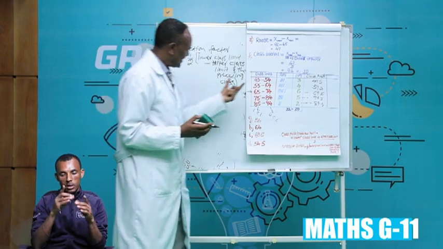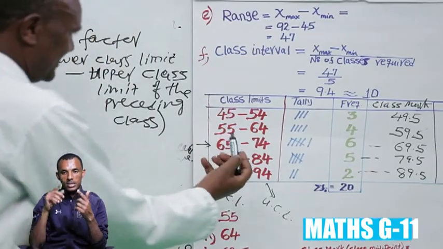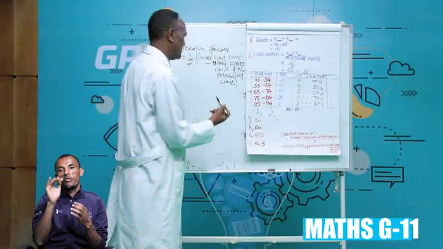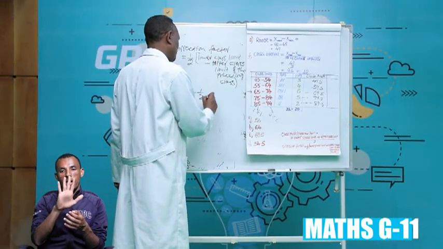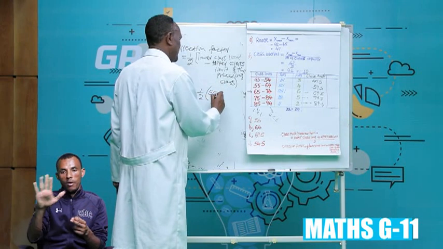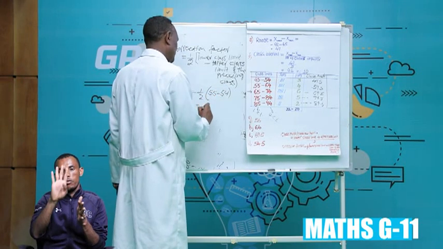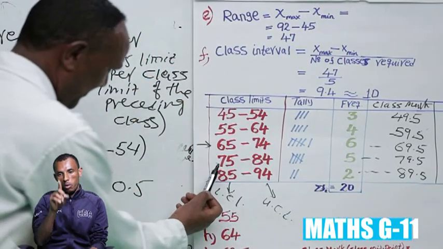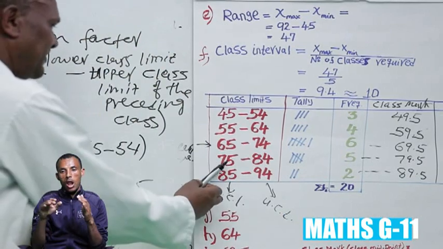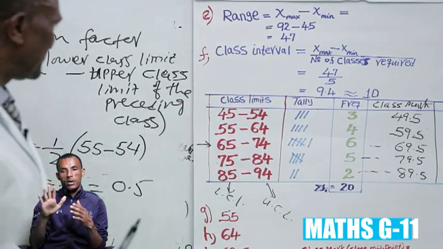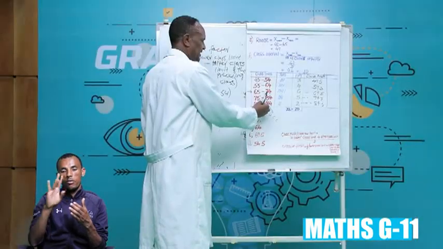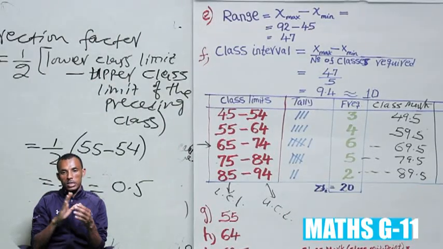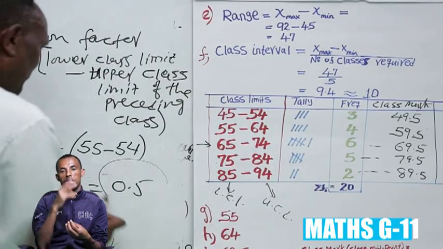So what does it mean? This was the first class, and this is the second class. The lower limit of this class is 55. The upper limit of the preceding class is 54. So the correction factor gives 1 over 2 multiplied by 55 minus 54, which is equal to half, 0.5. You can take the class that has a lower limit of 75 and the upper class limit of the previous class 74: 75 minus 74 is 1, times half, you will get 0.5. For class boundaries, the correction factor will usually be 0.5.